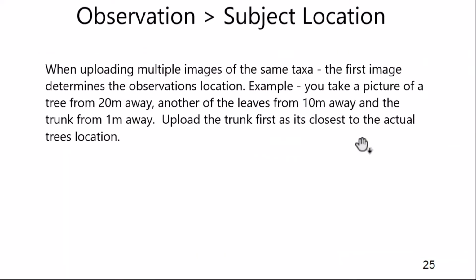And one of the things you can do to help mitigate that is, a lot of people will take a picture of the trunk, maybe some leaves, and then maybe go way out and shoot a picture of the whole thing. So if you want to try to get it closer, take a picture of the trunk first, and that's closer to the location of the actual tree, then take a picture of the leaves, and then take the far away picture.